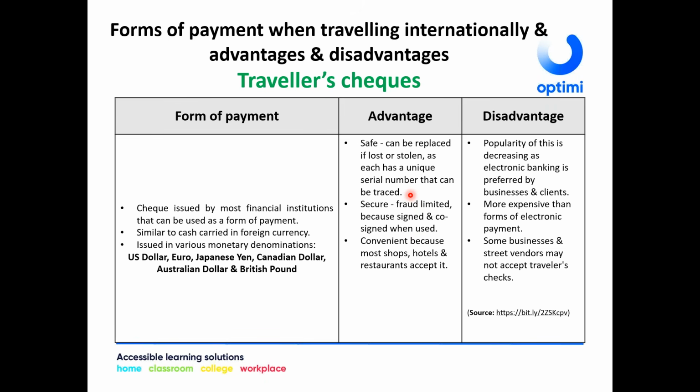What are the advantages? It's safe. It can be replaced if lost or stolen, as each has a unique serial number that can be traced. It is secure. Fraud is, in other words, limited because it is signed and co-signed when used. It's convenient because most shops, hotels and restaurants accept this traveler's check.